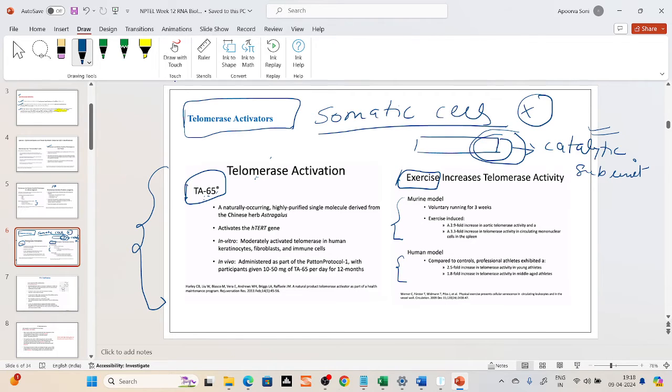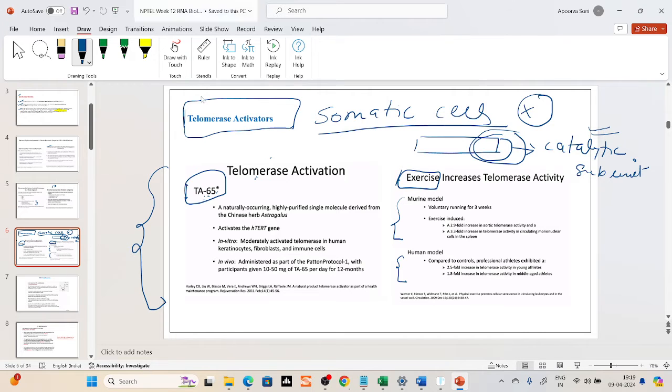In the human model, it has also been shown that there is a 2 to 5 fold increase in telomerase activity in athletes and a 1.8 fold increase in telomerase activity in middle age athletes. That means if you want to enhance your telomerase activity, then you should exercise. So exercise is a remedy, a solution for so many problems, including this telomerase activity also. Fine. Now we'll come to the topic that we have.